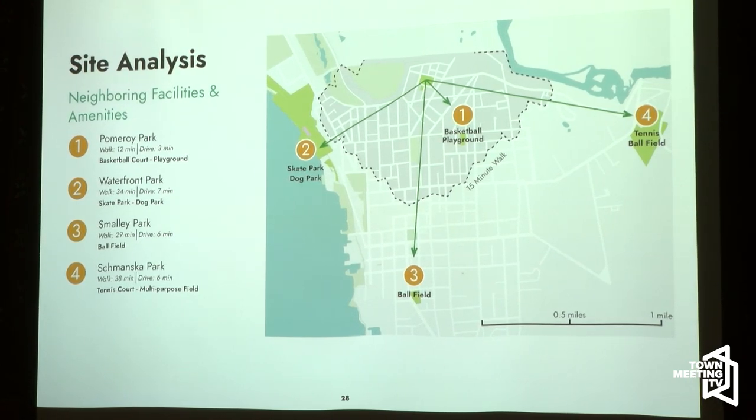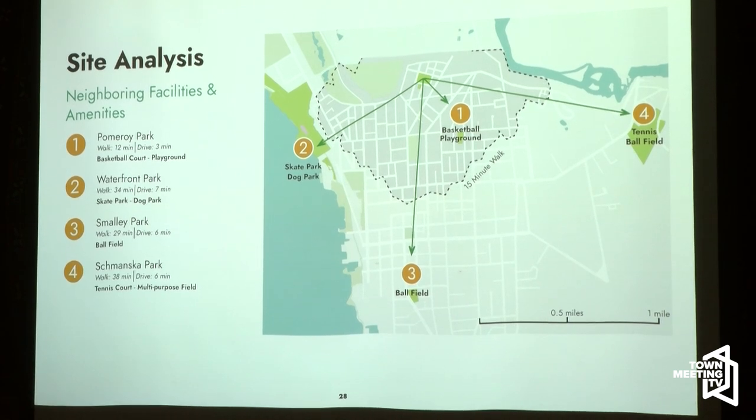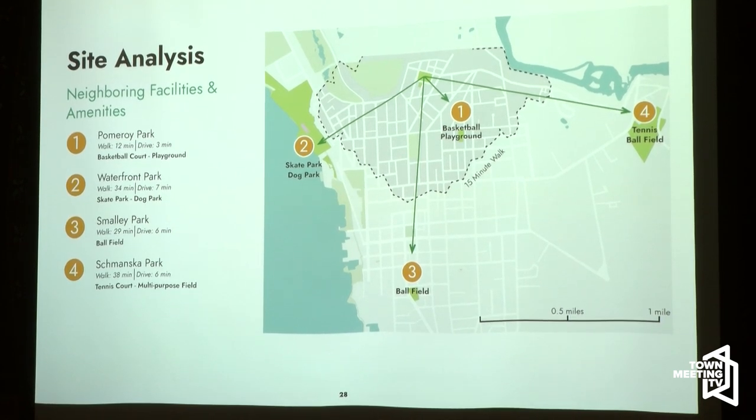Where would you have to go to find some of the same amenities? Like if you wanted to go to a skate park, for example, or do some street style skating, you'd have to go down to the skate park on the waterfront. If you wanted to play baseball nearby, Smalley Park on the south side of the city is geographically the closest, but you might drive to Letty alternatively. And then Schmanska is your next closest opportunity for tennis. You're all probably familiar with Pomeroy Park. That's sort of the sister brother park to Roosevelt, where you can also find basketball and playgrounds nearby.